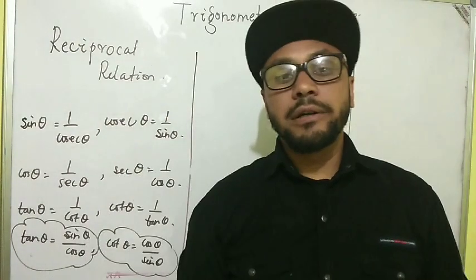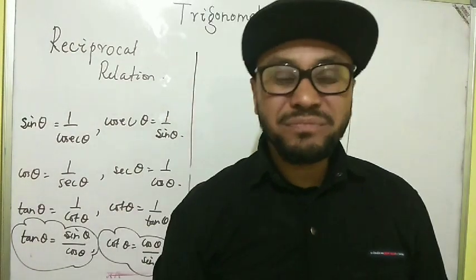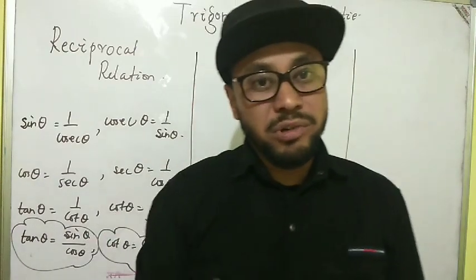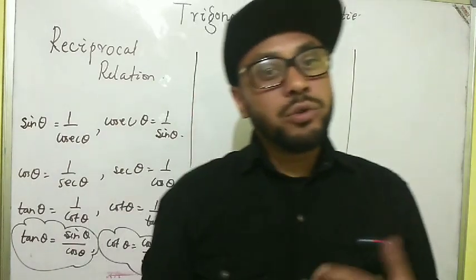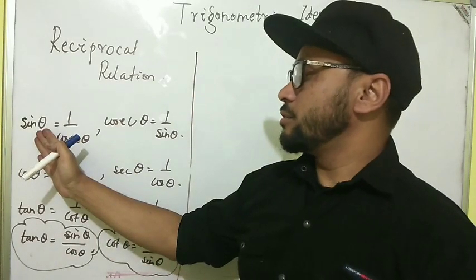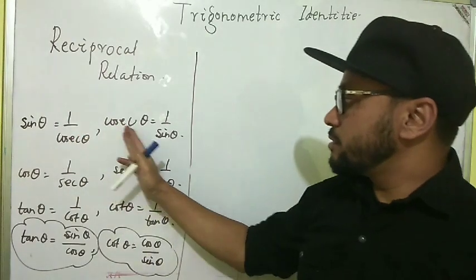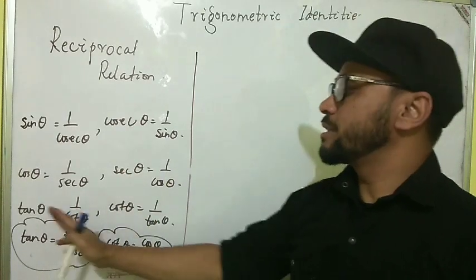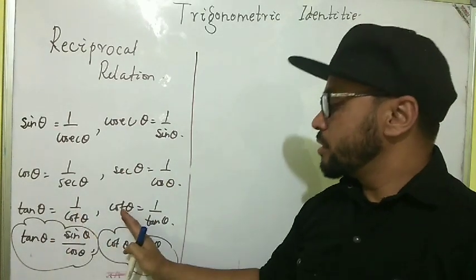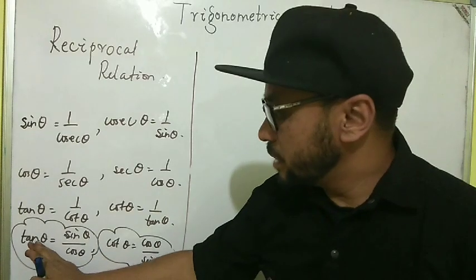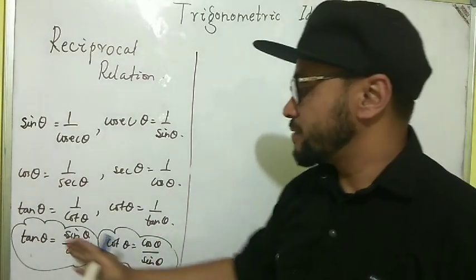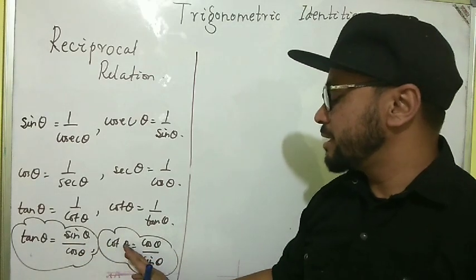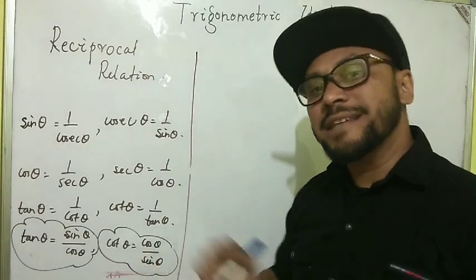Before that, if we go through the first video, we have discussed some of the reciprocal relations or trigonometric ratios, in which we've discussed that sine is a reciprocal of cosec, cosec is a reciprocal of sine, cos is a reciprocal of sec, sec is a reciprocal of cos, tan is a reciprocal of cot, cot is a reciprocal of tan. Similarly, we have two more formulas for tan and cot, that is tan theta is equal to sine theta by cos theta, and cot theta is equal to cos theta by sine theta.